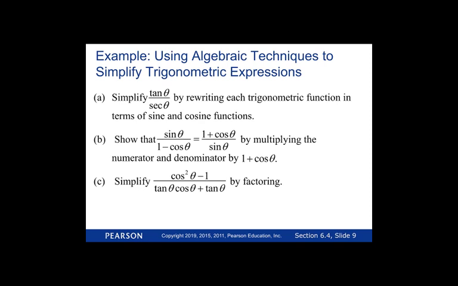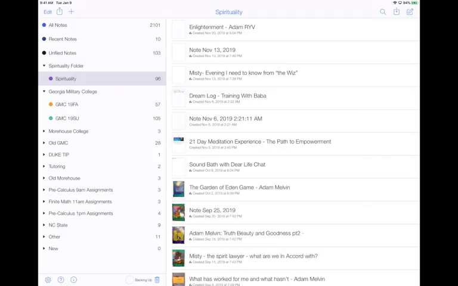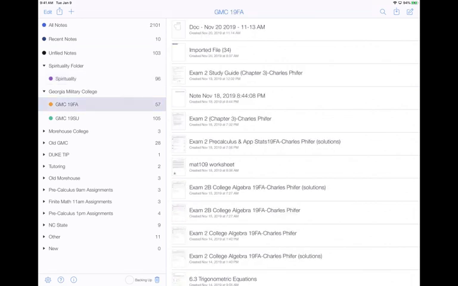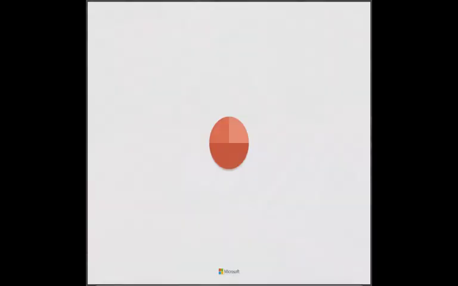This first one says, simplify tan of theta divided by secant theta by rewriting each trig function in terms of sine and cosine, and then simplify. So let's take this over to Notability, to this one. Let's give this a go.